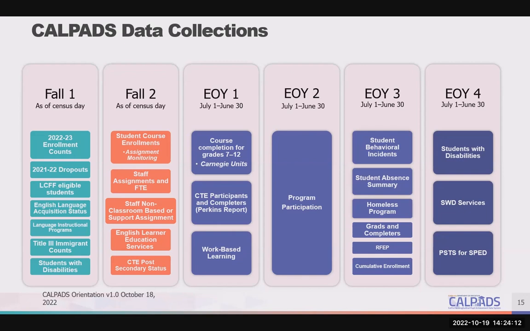Then we have EOY 2, which collects specific program participation, such as pregnant and parenting teens, opportunity, transitional kindergarten, and any students in targeted Title I programs. All LEAs must report EOY 2, even if no students are participating in the selected programs. Reports can be certified with 0 counts. The biggest EOY collection is EOY 3.